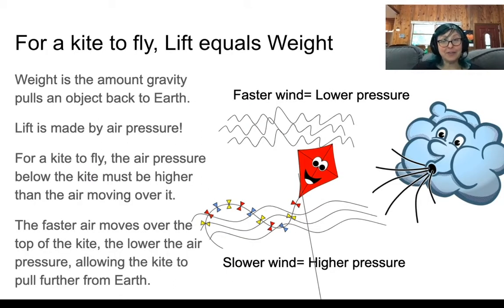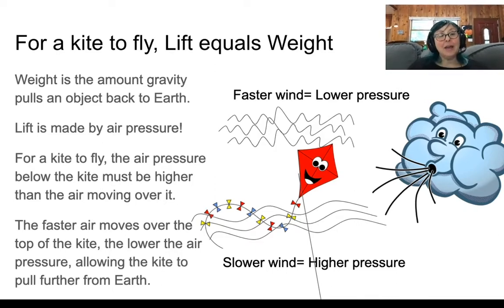For a kite to fly, lift and weight have to equal each other. So what is weight? Weight is the amount of gravity that pulls an object back to Earth. For a kite to leave the ground, it needs another force to act upon it. The lift is what is going to act as a counterbalance, so they're going to balance each other.